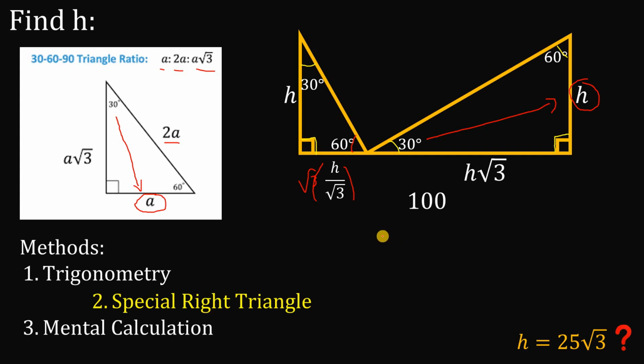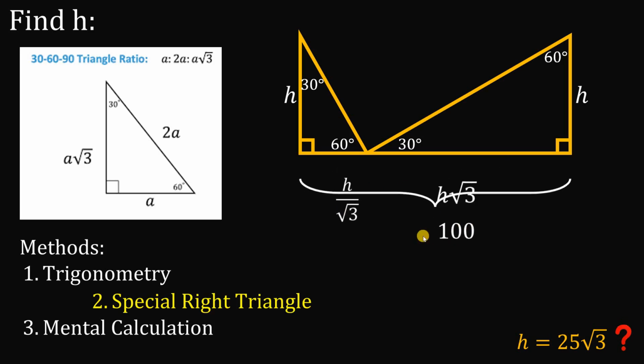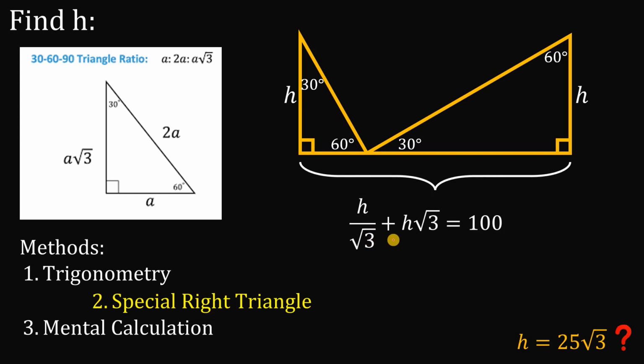Now from here, take note that the total length of this base must be equal to 100. So if we add H over square root of 3 and H times square root of 3, we end up with 100. Or simply, as an equation, we have H over square root of 3 plus H times square root of 3 must be equal to 100. Now, using this equation, we can solve for the value of H.